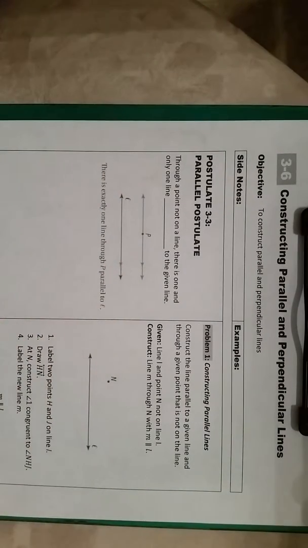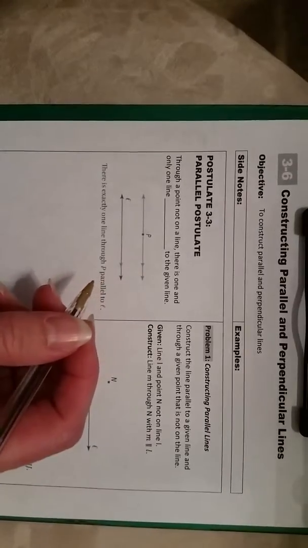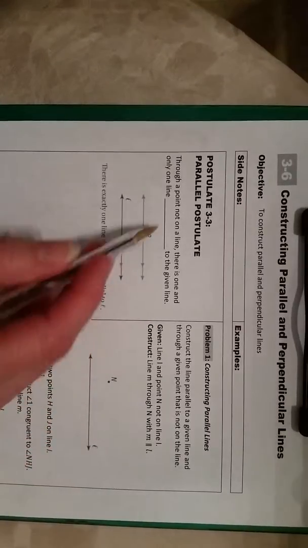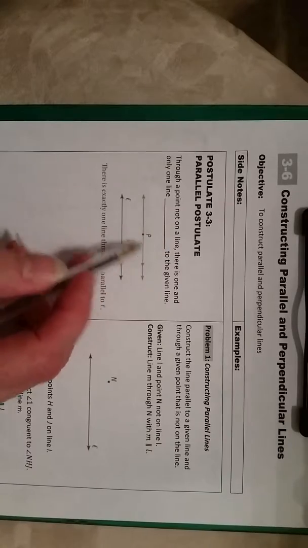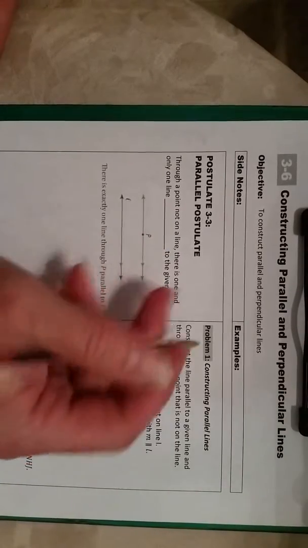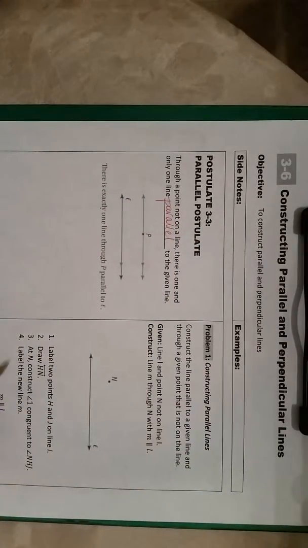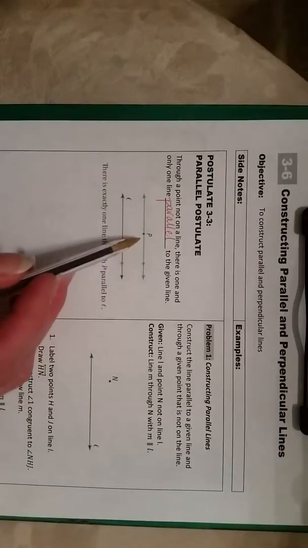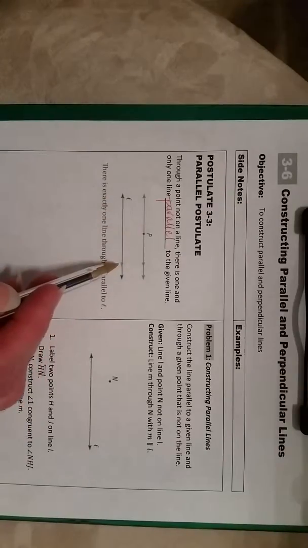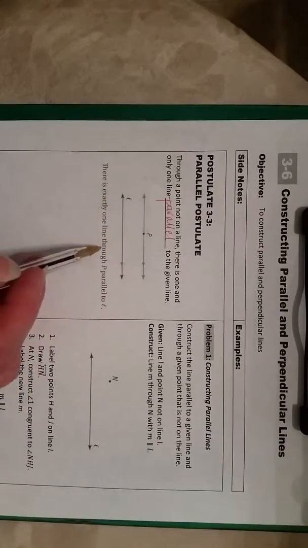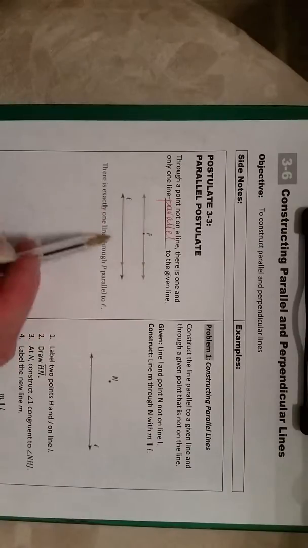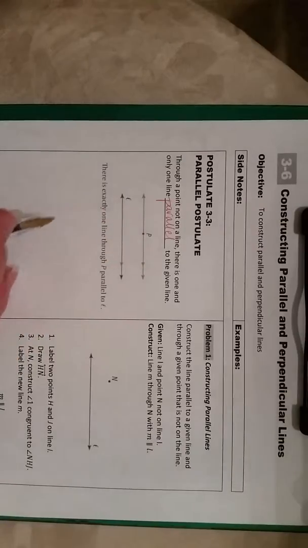So the first postulate in this lesson is the parallel postulate. The parallel postulate says that through a point not on a line, there is one and only one line that is parallel to the given line. So in this example, we have point P that is not on line L, and there's exactly one line through point P that is parallel to line L.